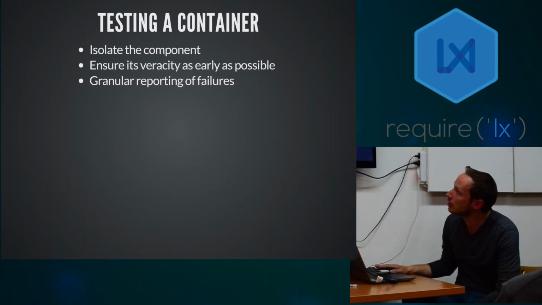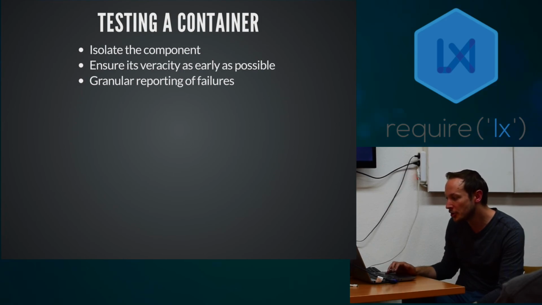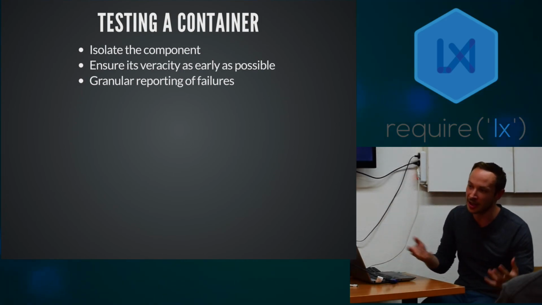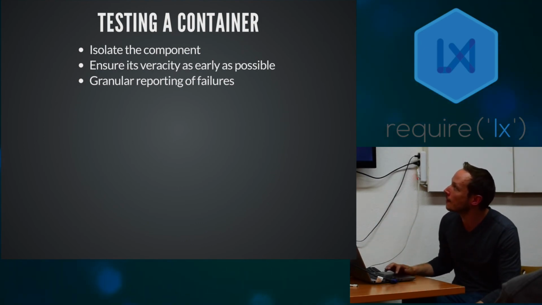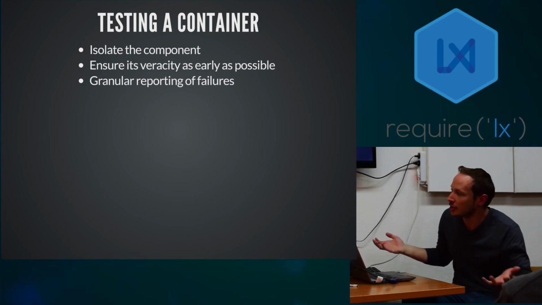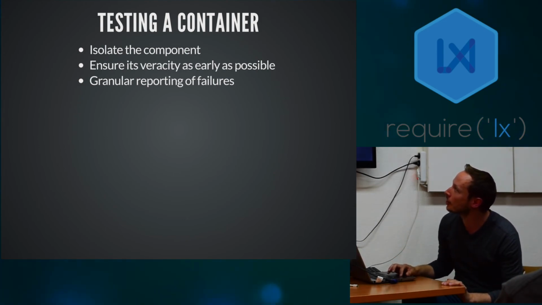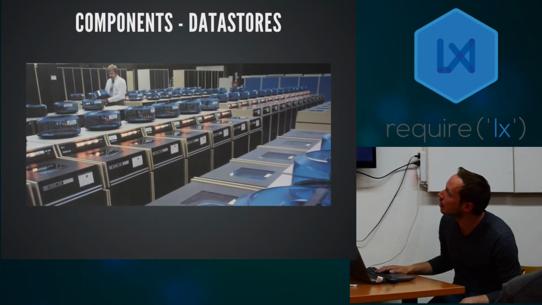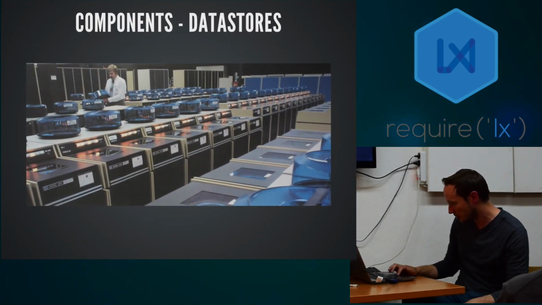So in terms of testing the container itself, there's a few different strategies that we had to use for testing different types of container, because each container has a different nuance, if you like. Isolate components and never test anything outside of its boundary. Ensure it's correct as early as you can, and make sure that you actually report the correct error. So these are the various components we've got. I'll just, in the interest of time, go over it quickly.